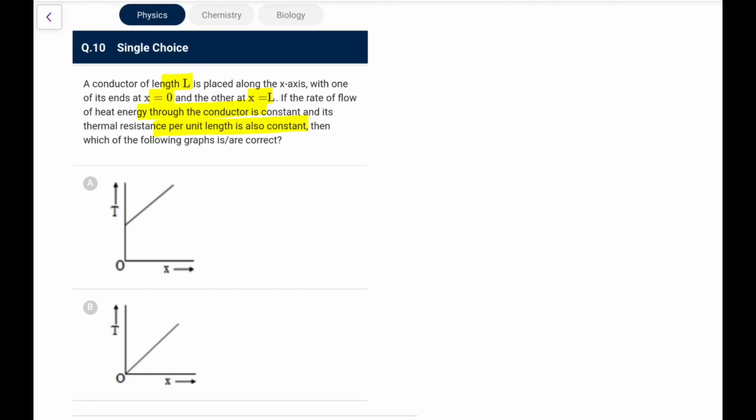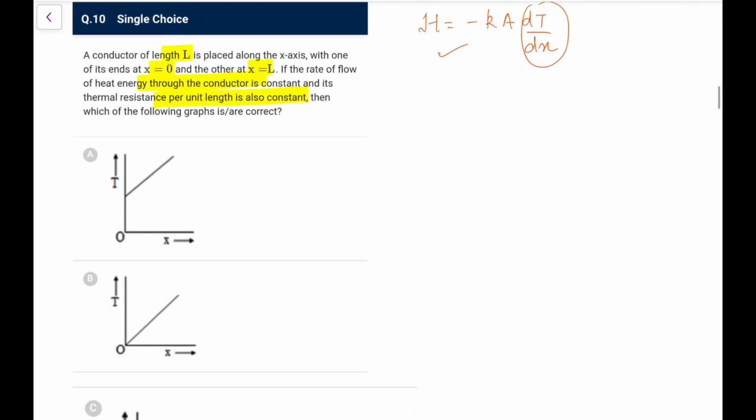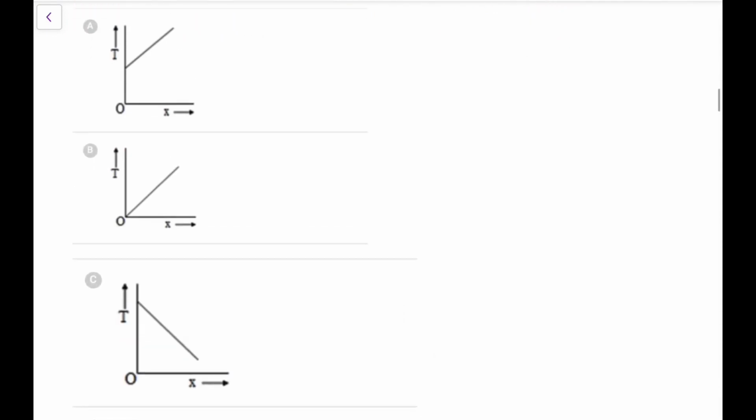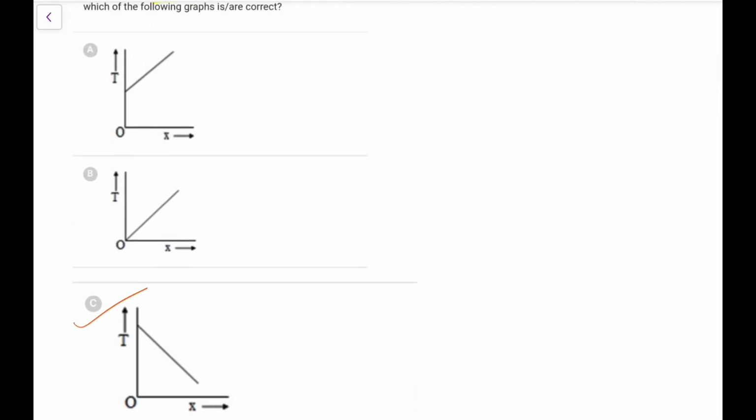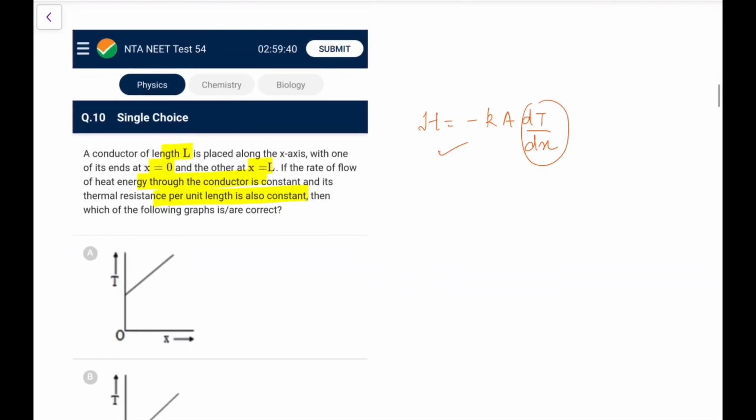So the rate of heat flow, that is H, the formula that we have is minus KA dT by dx. So this H is constant, that means this dT by dx is going to remain constant, that means T versus x would be a straight line. And if the heat flow is constant, we can directly say the temperature will uniformly decrease as we go from higher to lower one. So as per the options, C seems to be the most appropriate one, because temperature will keep on decreasing from 0 to L.